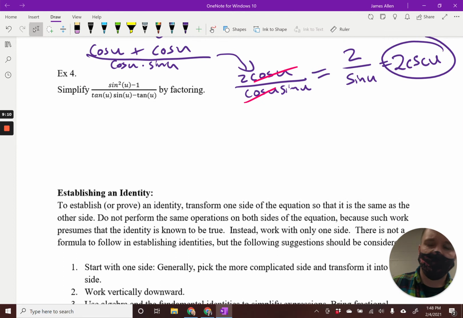Example 4. Oh, this one's fantastic. Simplify by factoring. Okay, so another strategy for us. Again, it's not always going to tell us what to do, but we're just doing the practice. And now we're going to get, after this one, into where you got to figure it out for yourself. You got to put your thinking caps on.